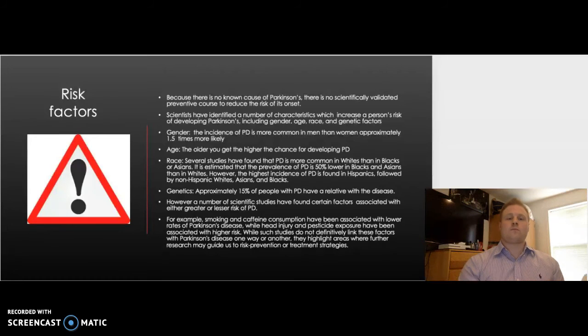However, scientific studies have found factors associated with greater or lesser risk of PD. Some of these studies have shown that smoking and caffeine, unbelievably, are associated with a lower risk of developing Parkinson's disease, whereas head injury and pesticide exposure have been associated with a higher risk. These studies do not definitively link factors that will either heighten or lessen your risk of developing Parkinson's disease, but they do highlight areas where further research may guide us to risk prevention and treatment strategies.